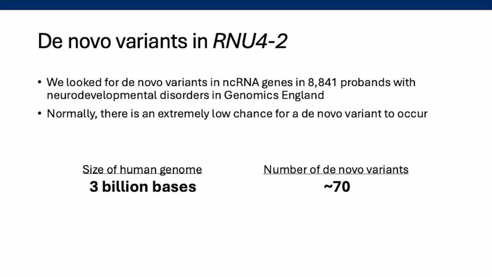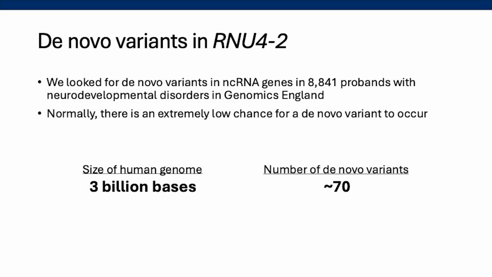So what we've done is look for de novo variants in RNU4-2 and in entire sets of non-coding RNA genes in 8,841 probands, which is the person who has been initially identified with disease in their family, with neurodevelopmental disorders in the Genomics England cohort. Among these, we looked at all sorts of non-coding RNA genes, including RNU4-2, including many other snRNA genes and other genes with different functions.